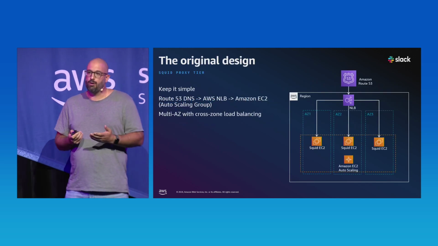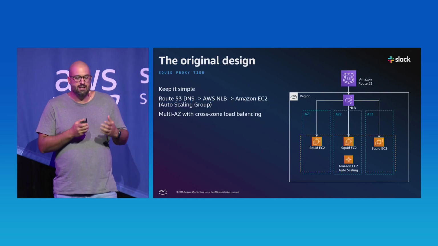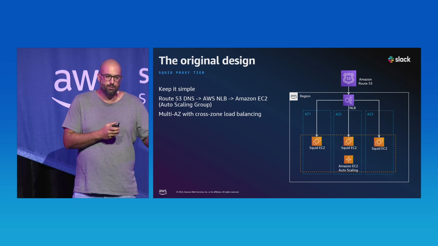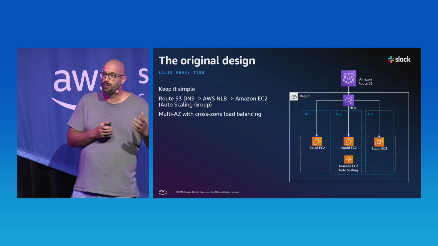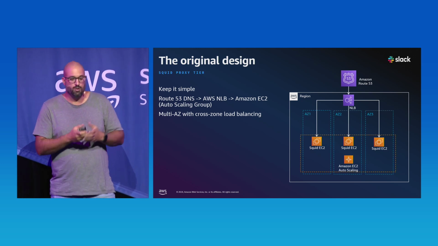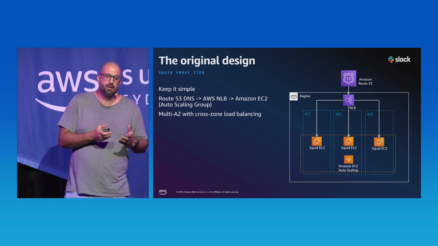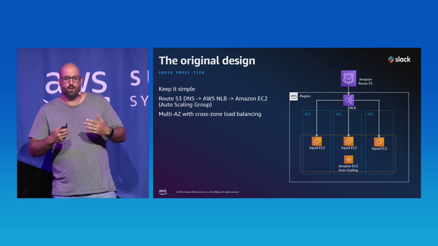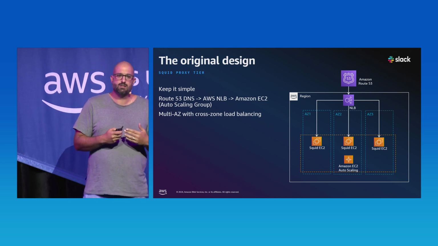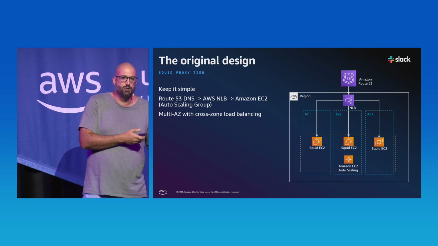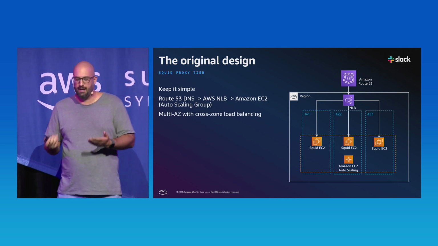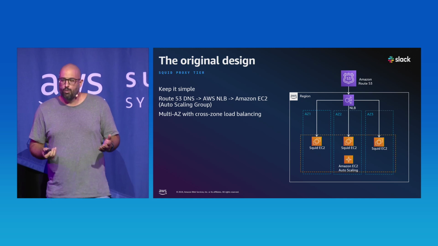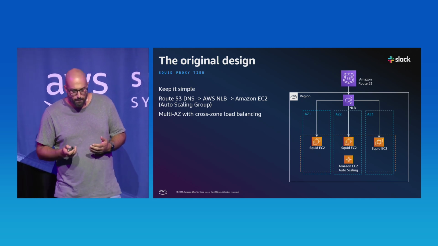So where did we start off? We started off with a very simple design. We had a single Route 53 DNS record pointing to an NLB, which was a multi-AZ NLB that had cross-zone load balancing enabled. We then sent all the requests to a fleet of EC2 instances, which were managed by autoscale groups, and we had scaling rules and healthy thresholds. That all worked until we outgrew it.